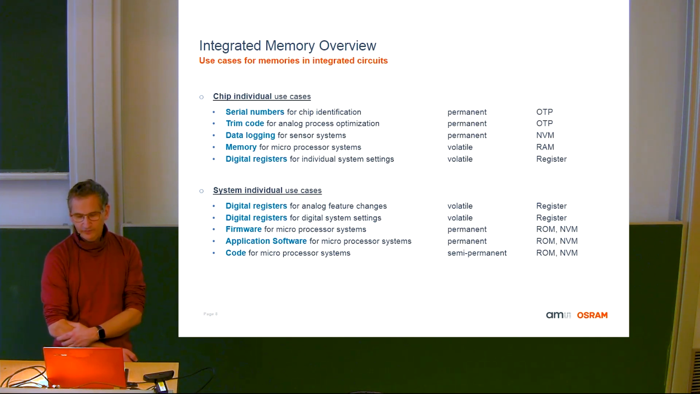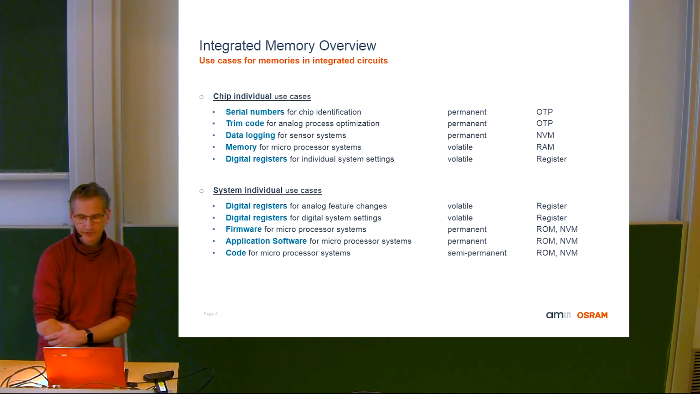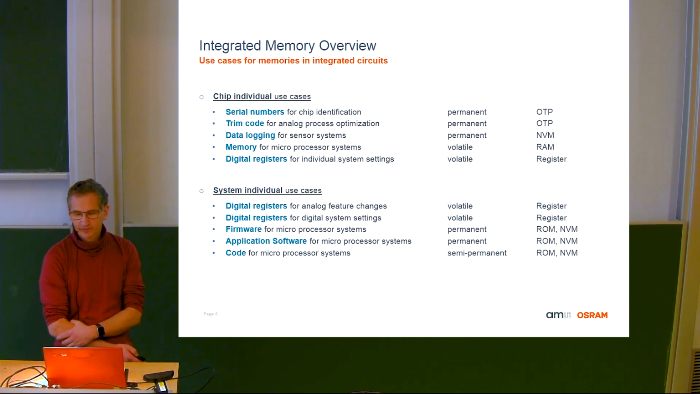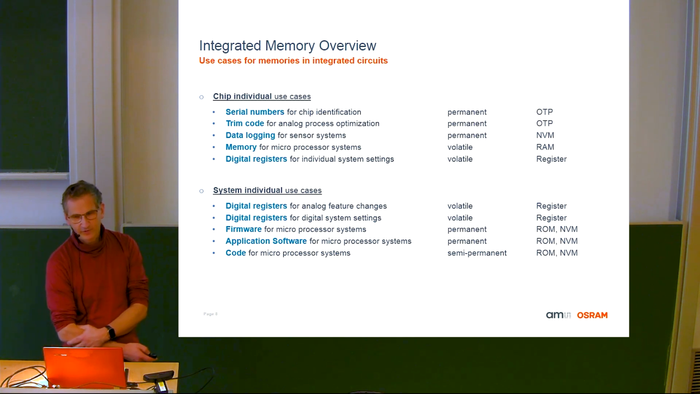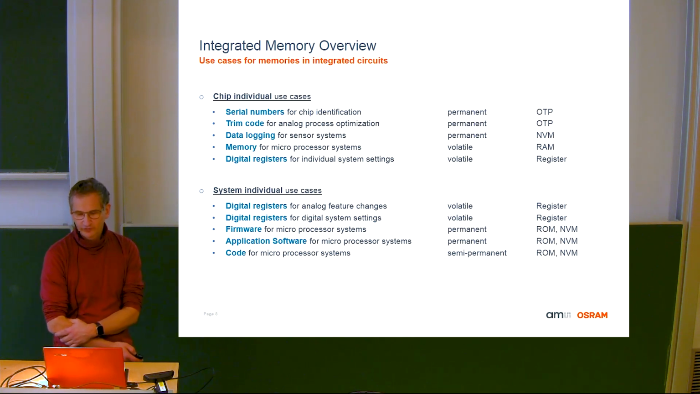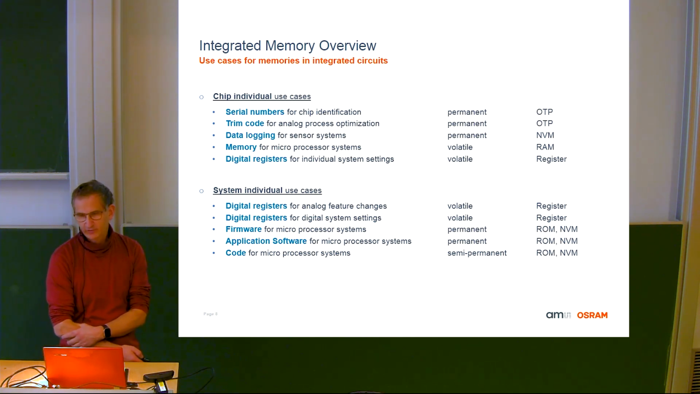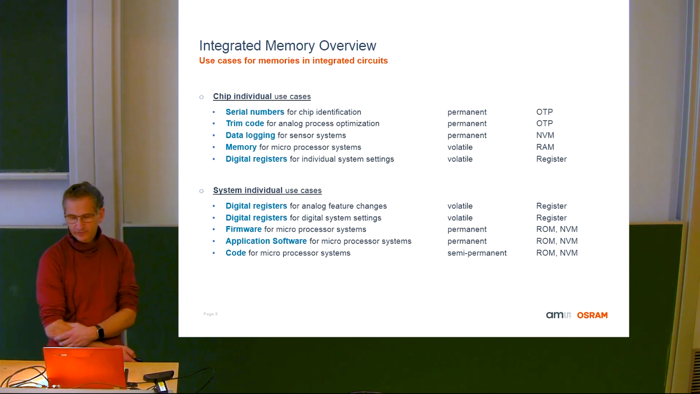Firmware for microprocessor systems. Here we are also on the user side, but this is more or less what you sometimes want to upgrade, and this should be permanent because firmware should be the first code which is installed, and this will not change that often. Application software, here we also have for microprocessor systems. This is the core part where you define your systems. And between this and the code for microprocessor systems, it could be semi-permanent.